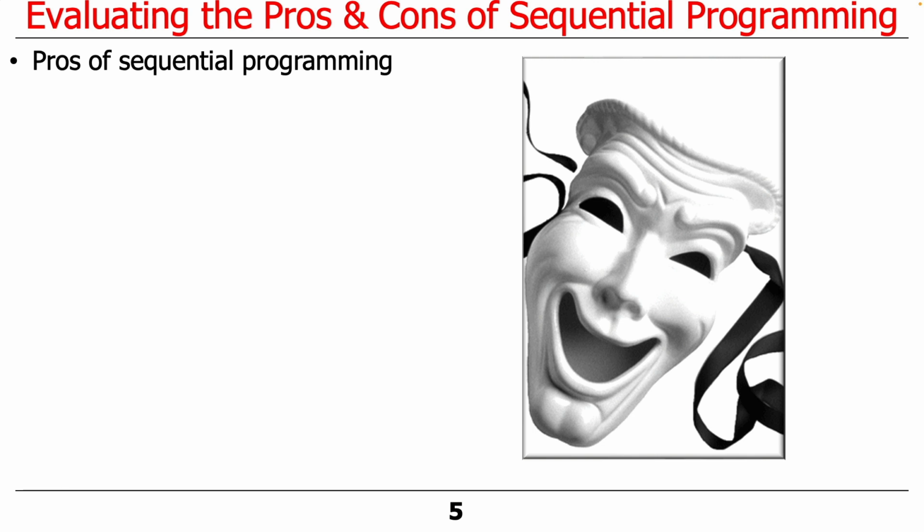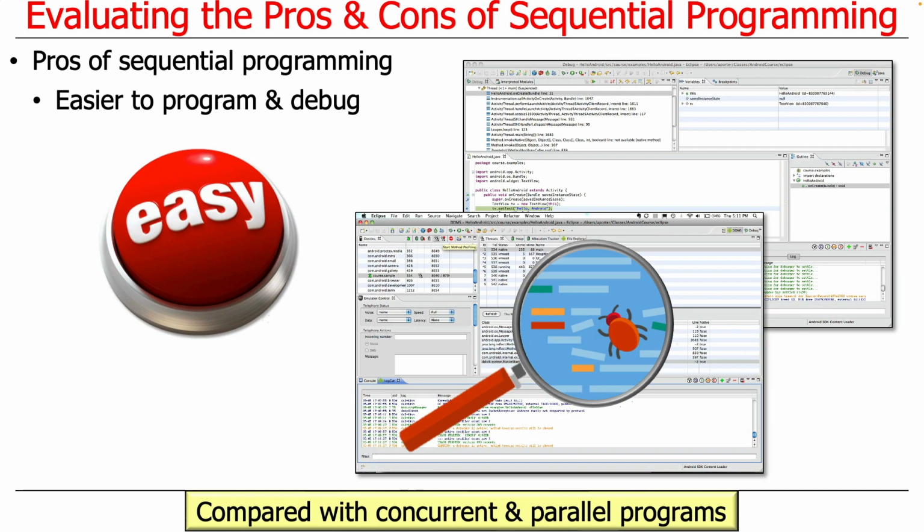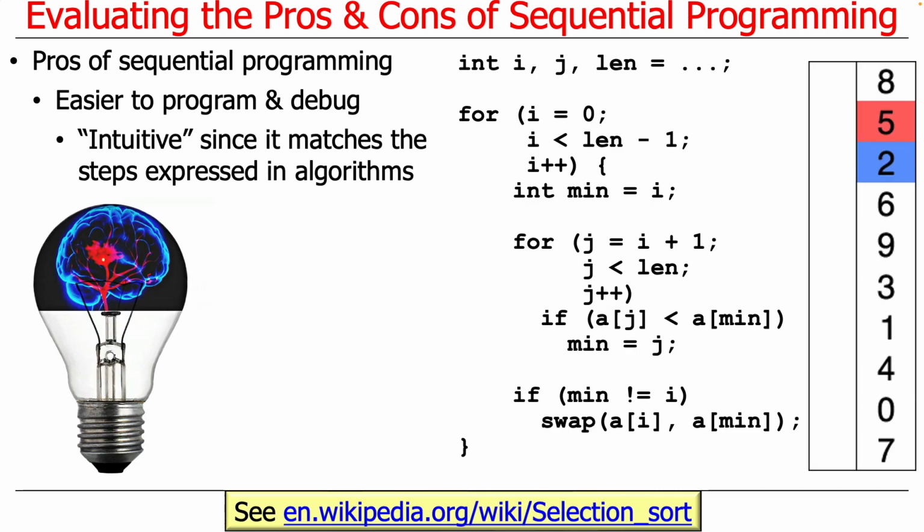So what are some good things about sequential programming? Well, the most obvious one is it's easier to program and debug relative to concurrent and parallel programs. Your programs still could be hard, but they will most likely be easier to program and debug than concurrent and parallel programs. And why is that? Well, they're typically more intuitive, since the steps that you see in the code are going to match what actually happens. Very much like what we were just talking about, things not being reordered in mysterious ways.